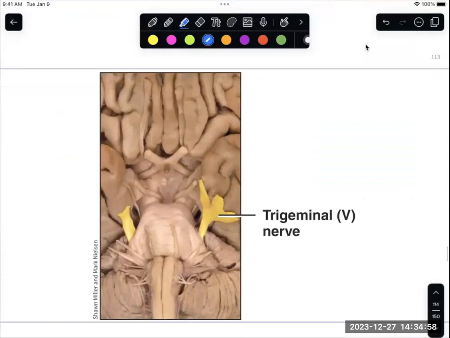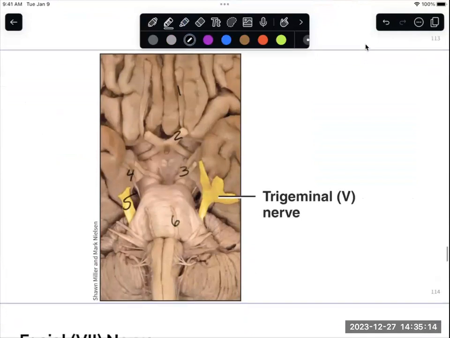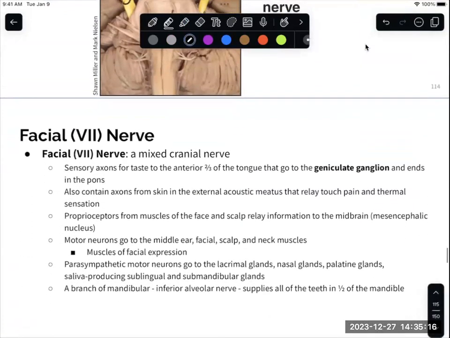So here's that trigeminal nerve. So again, we have 1, 2, 3, 4, 5. Just continues to move down. Then 6, we already went over. Next nerve, facial nerve.